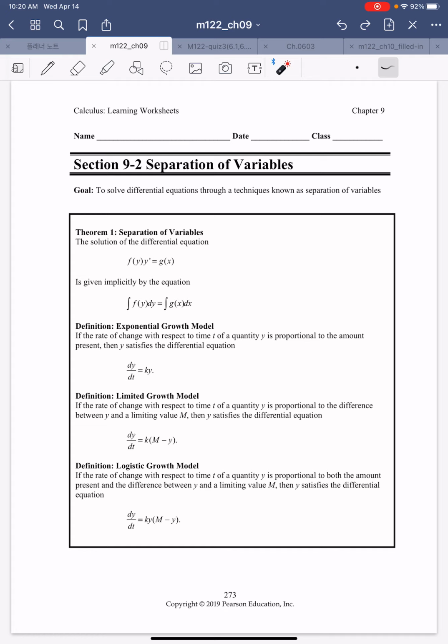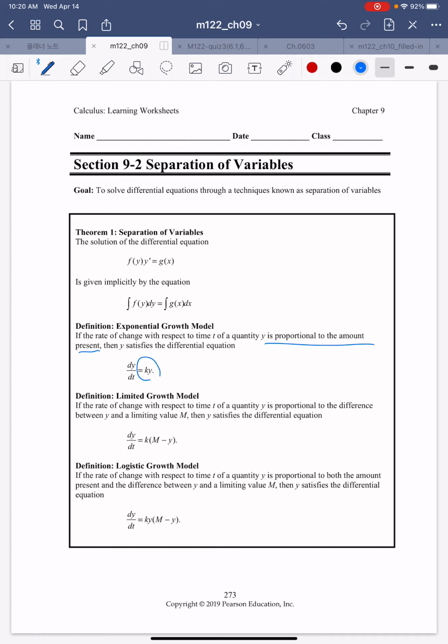So take a look at exponential growth. The keyword that you're looking for is the quantity y is proportional to the amount present. So it's literally just a very simple one: y is proportional to the amount present. So k times y.